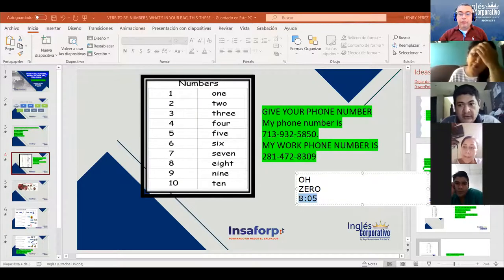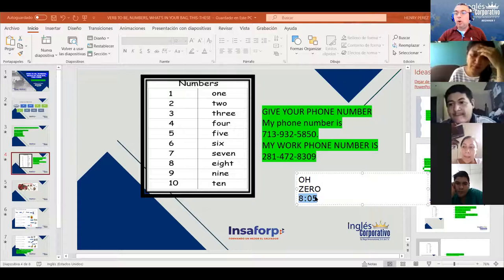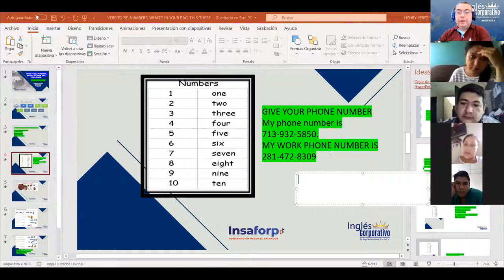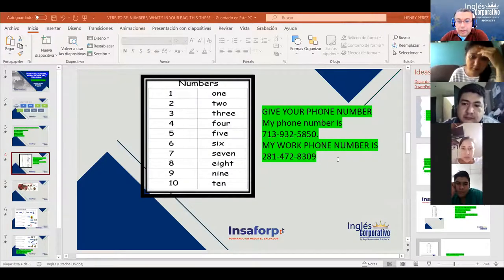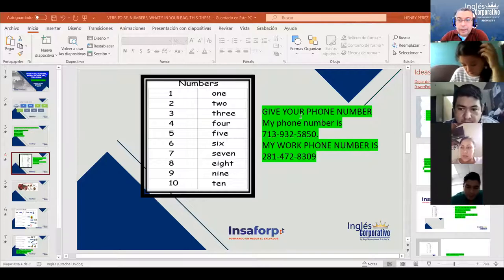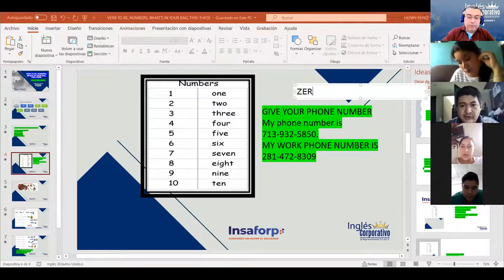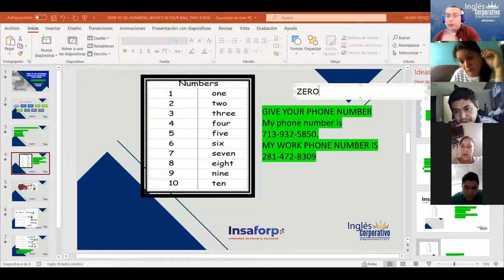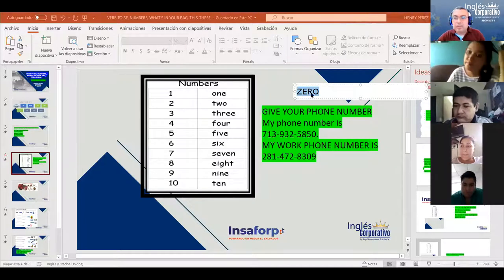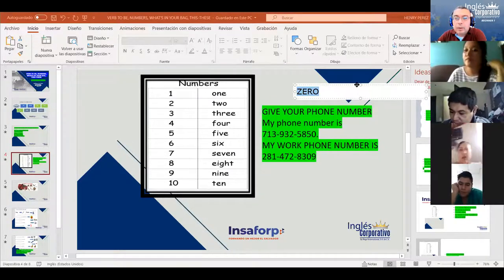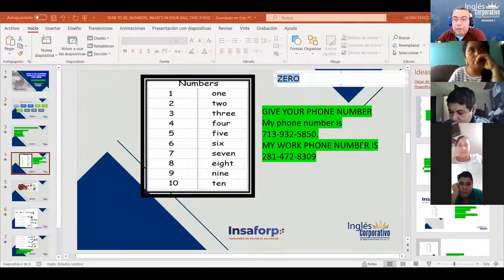But this is another example of using O. Okay? So, hay otra más información para ustedes. So, for this one, I would prefer que ustedes digan zero. Aquí preferiría yo que dijeran el zero. Ya cuando lleguemos al tiempo, you can use O. But for today, I would prefer for you que se familiaricen, get familiarized with the zero. Okay? And then you give my work phone number is, alguien me lo puede decir, Carolina García.